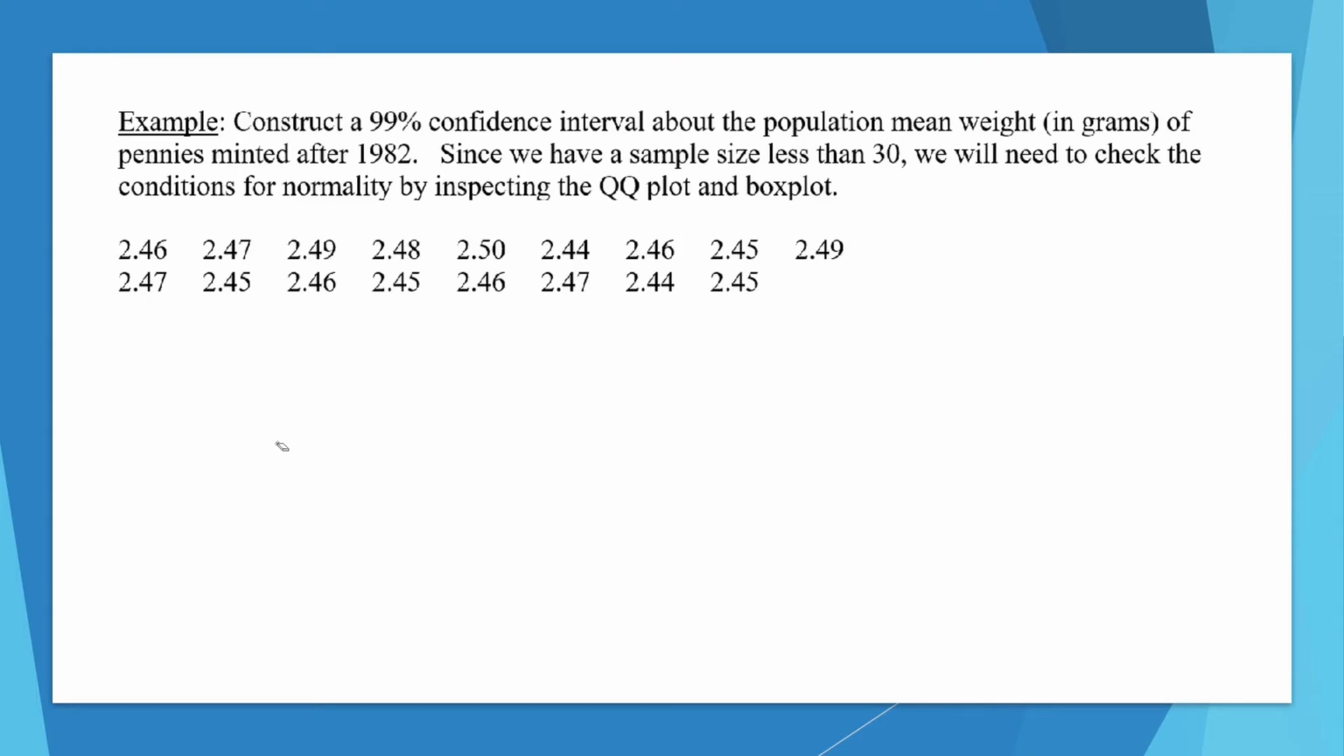In this example, I want to construct a 99% confidence interval about the population mean weight in grams of pennies minted after 1982. Since we have a sample size less than 30, we need to check conditions for normality by inspecting the QQ plot and the box plot.